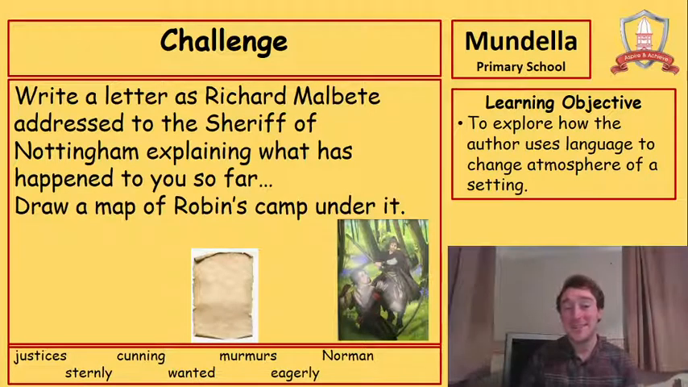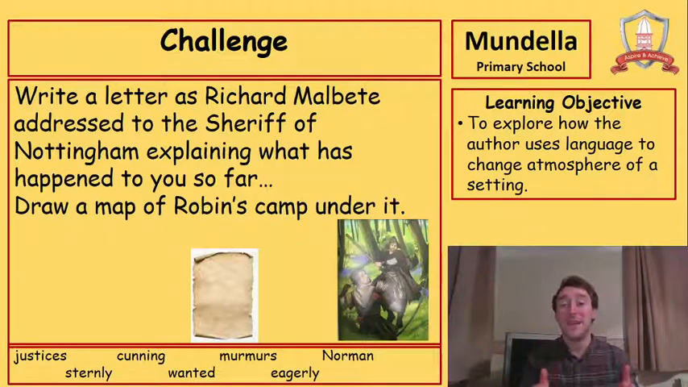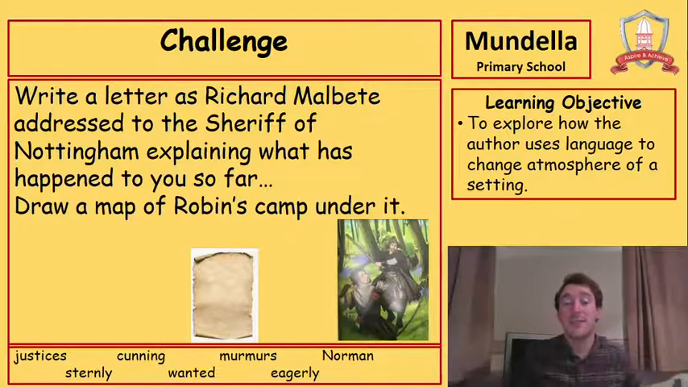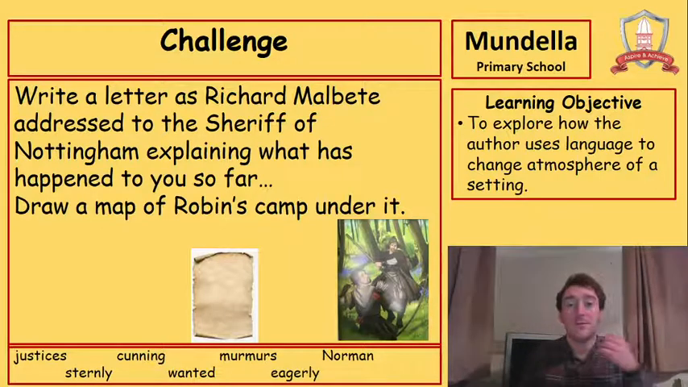We have a challenge. We can write a letter as Richard Malbeat. So imagine you are Richard Malbeat, okay? You are the cunning, bold, but evil beast. And you are addressing a letter to the Sheriff of Nottingham, explaining what has happened to you so far. So imagine you're hiding somewhere, and you're writing a letter back to the Sheriff in Gisborne just to let them know what's happened. And you have to write it in the first person, as if you are Richard Malbeat.